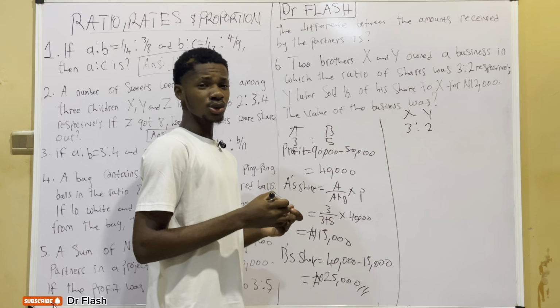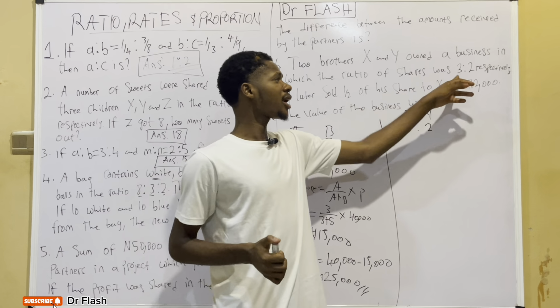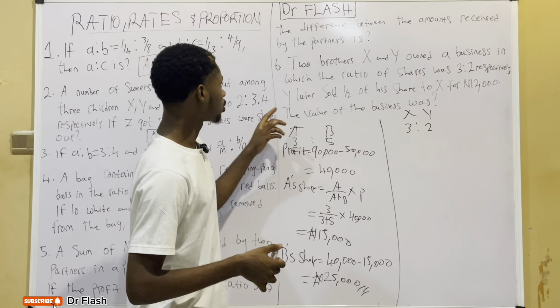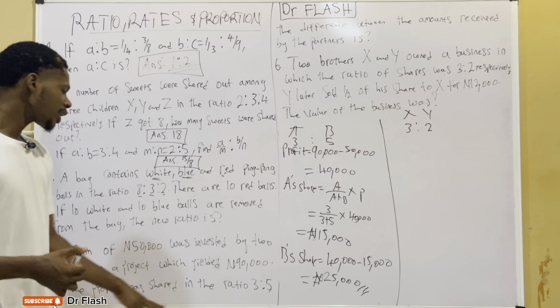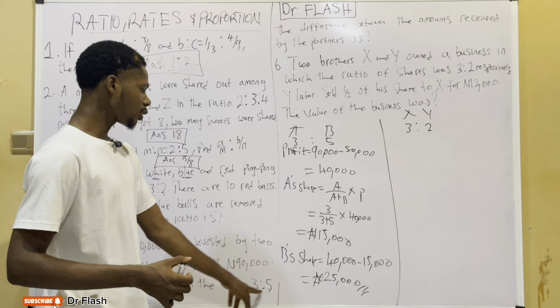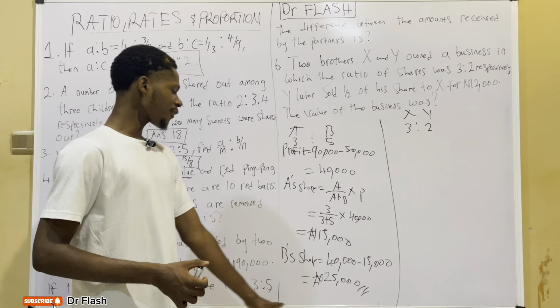Another thing to take note about ratios is that the one with the bigger ratio usually gets more of what is being shared. Here is an example, the one I just solved. It was shared in 3:5. That means B was 5 and A was 3. Notice that A got what now? 15,000, and B, that was 5, got 25,000 naira.